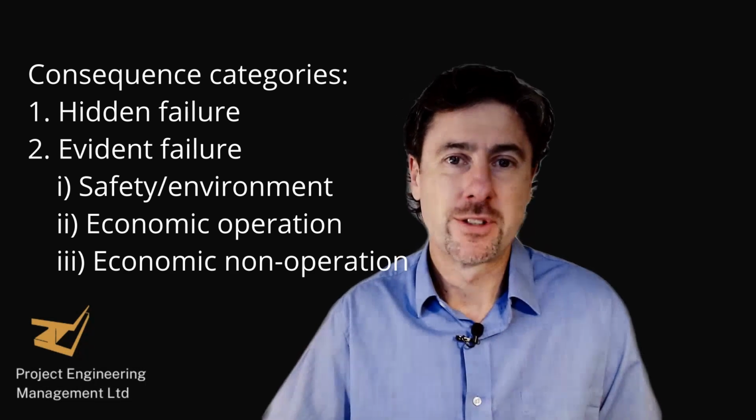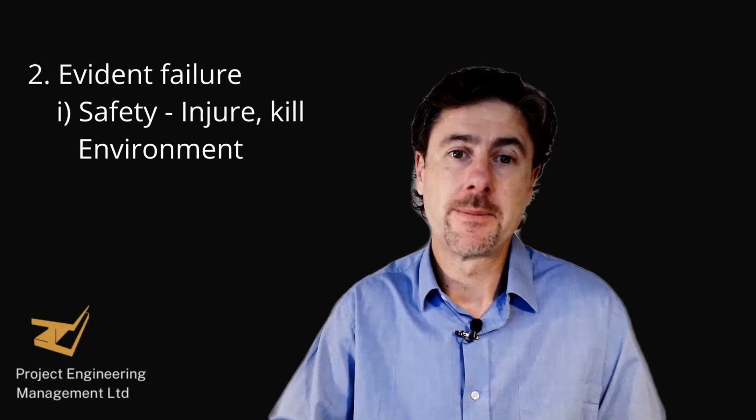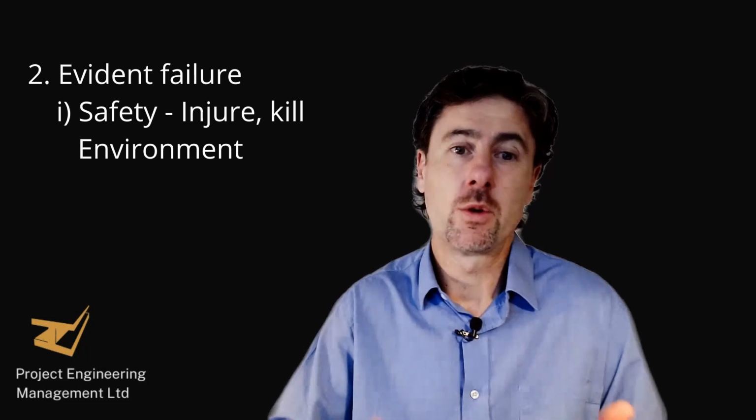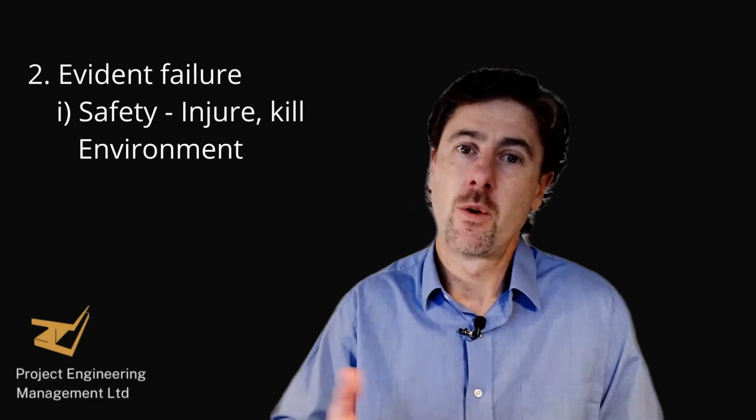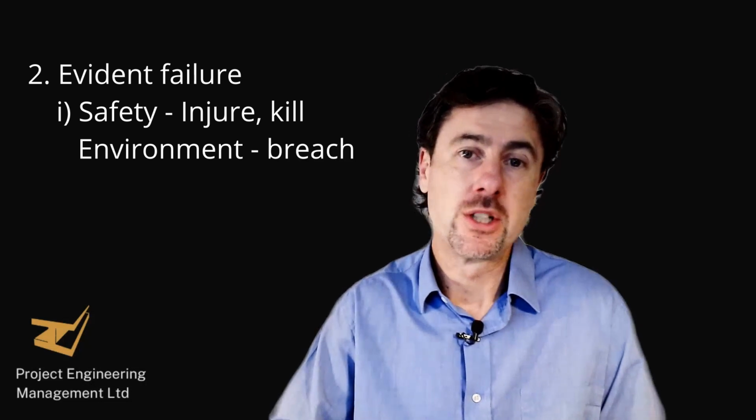So that's a lot of different terms to talk about. So here are some examples to clear it up a little bit. As one of the other RCM standards, SAE JA1012, talks about, for safety and environmental, is there an intolerable probability that the failure could injure or kill someone? So that's clearly a safety consequence. Or environmental, is there a breach of an environmental standard?